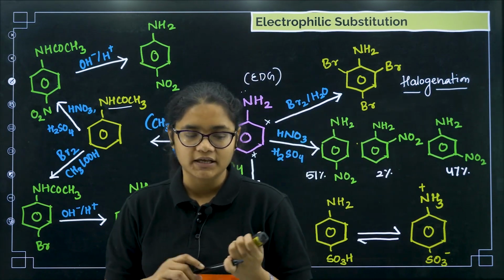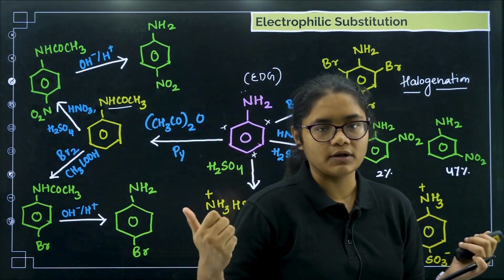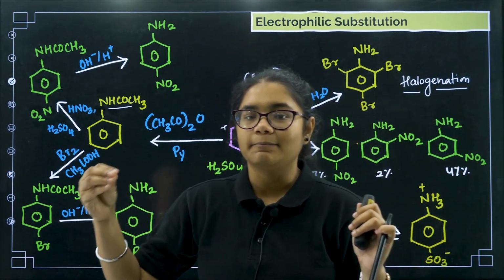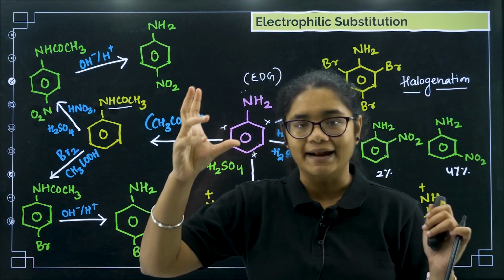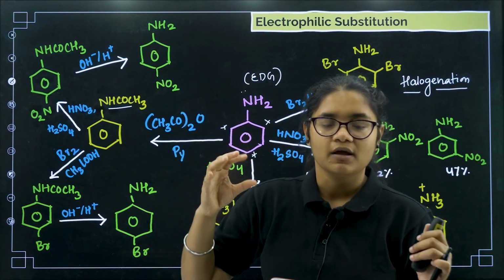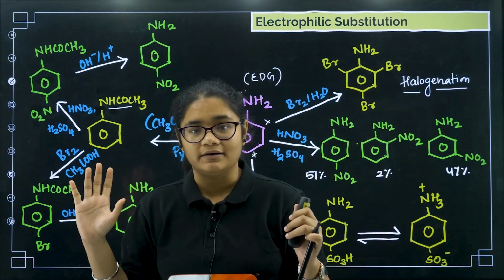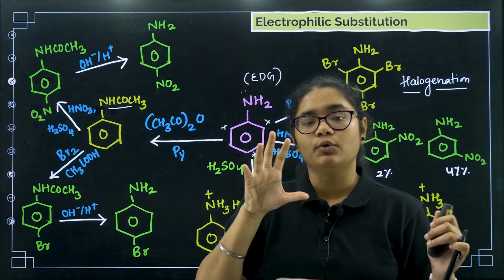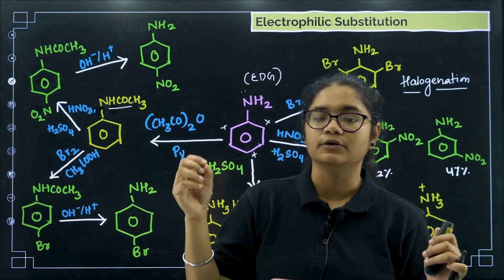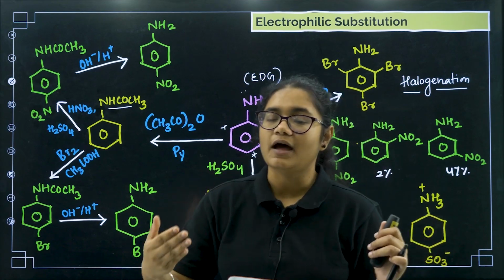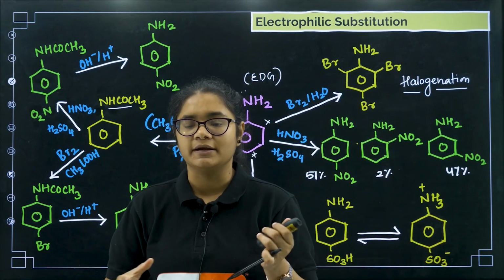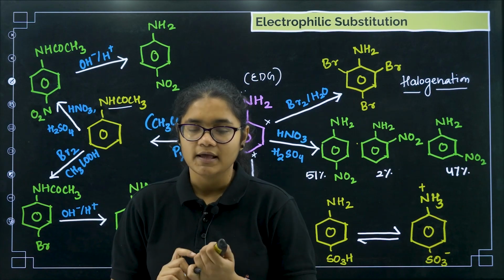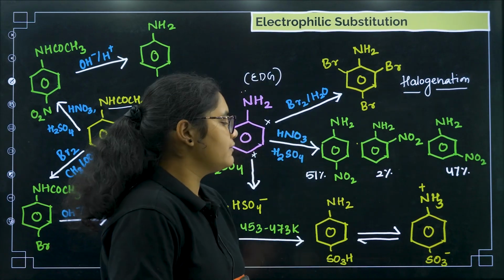So in bromination, if you do directly bromine water, you will get all the three positions substituted. But if you want only the para position, first you need to protect or cap the NH2 group. For that you need to take acetic anhydride. Once you take that, then you treat with bromine and acetic acid, then you will get only the para position, and after that you can treat with H plus and OH minus to convert it back to NH2. Okay, halogenation over.